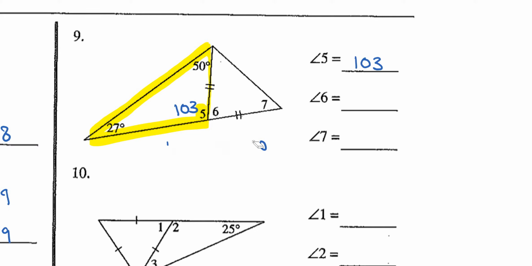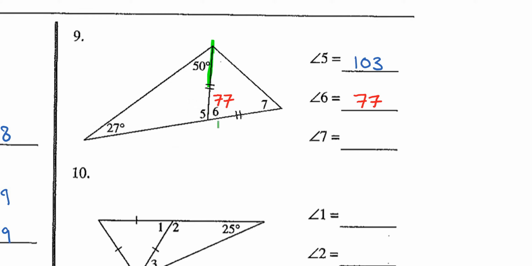And then from there, you can find angle number 6 right away because we have the concept of angles on a line. So for angle number 6, I would do 180 degrees minus 103 degrees. So 180 minus 103 degrees would be 77 degrees. So angle number 6 is going to be 77 degrees. Okay, and after that, let's just mark that in, 77 degrees.